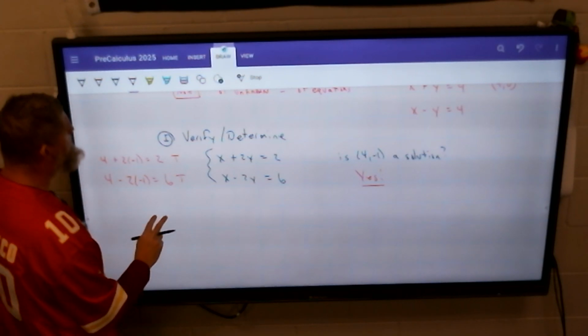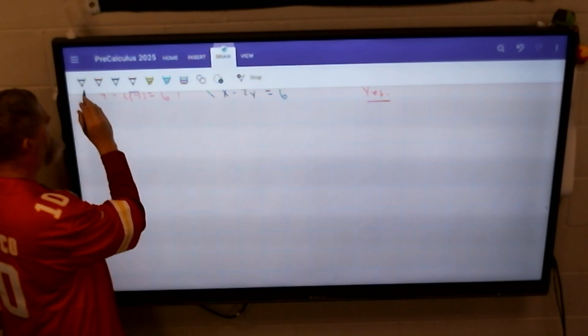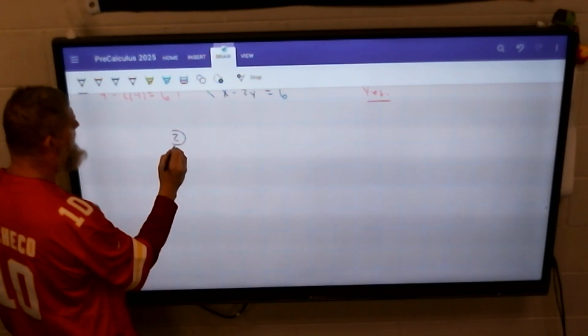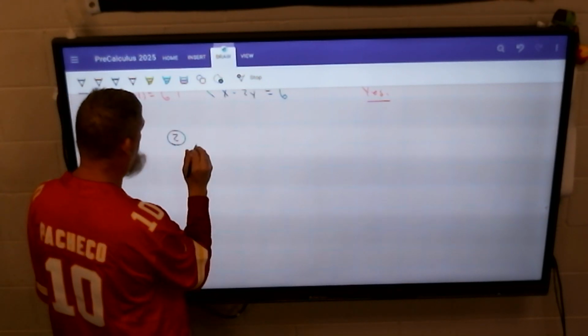All right, number 2. I'm not so sure why we keep going to our computer. Okay, I'm not sure why we're doing that.